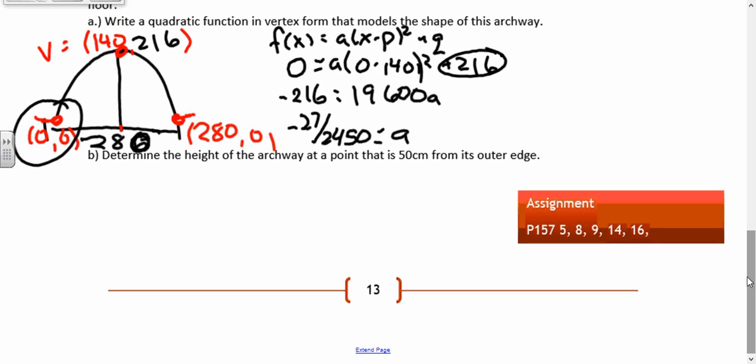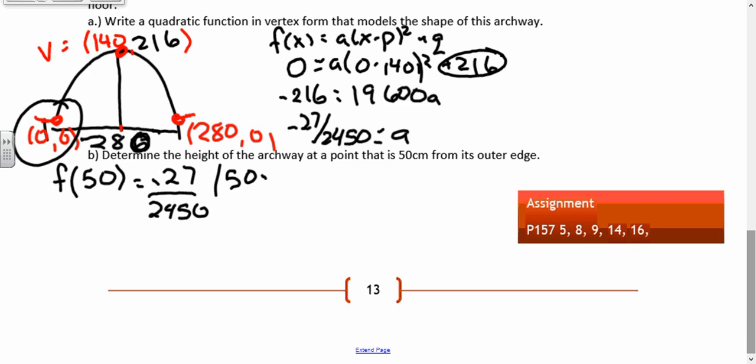So if I need to determine the height of the archway at a point that is 50 centimeters from its outer edge, I'm trying to find the height, so I know the function will be at 50. Writing it in function notation, f of 50 is equal to negative 27 over 2,450 multiplied by (50 minus 140) squared plus 216.